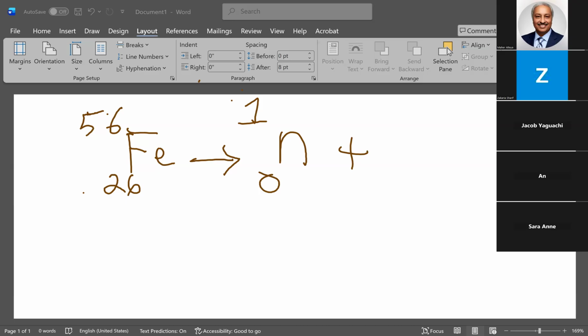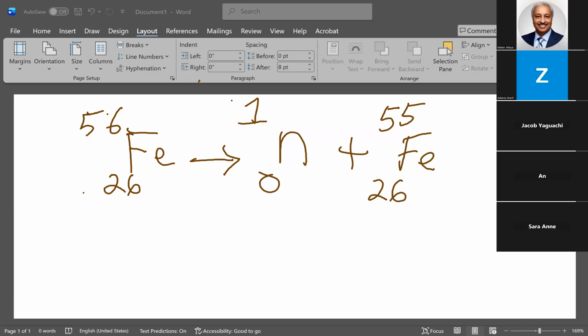Remember that we can recognize the element by the atomic number, not the atomic mass. So what is the atomic number of the new element coming off? 26 minus 0 equals 26. It's still iron. Perfect. That's another isotope of iron. However, the atomic mass will differ, correct? 56 minus 1 is 55. So that's another isotope of iron. You get the idea?